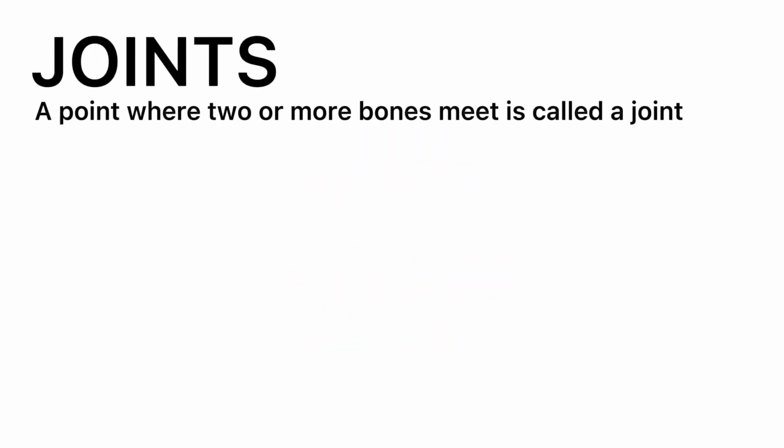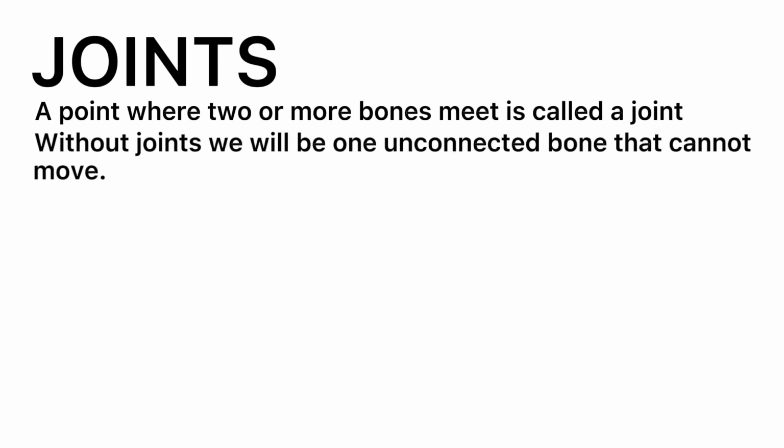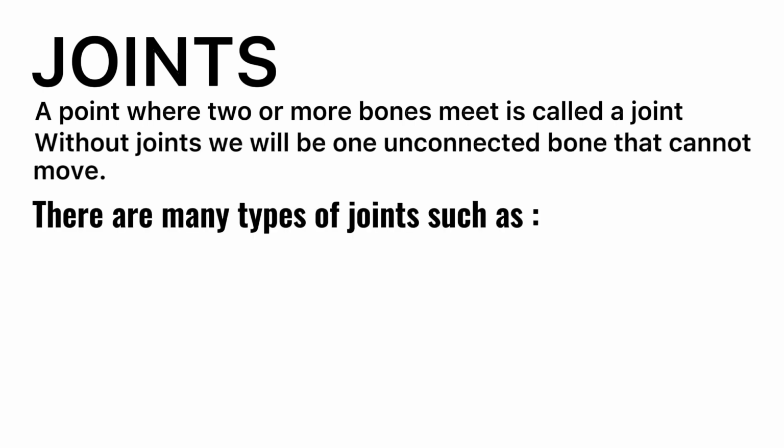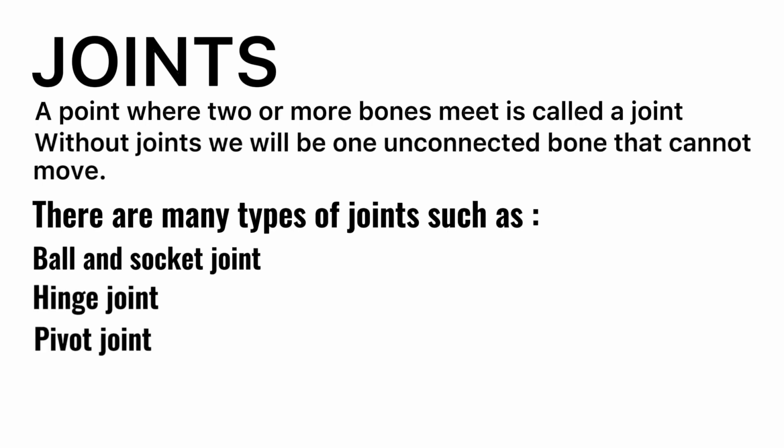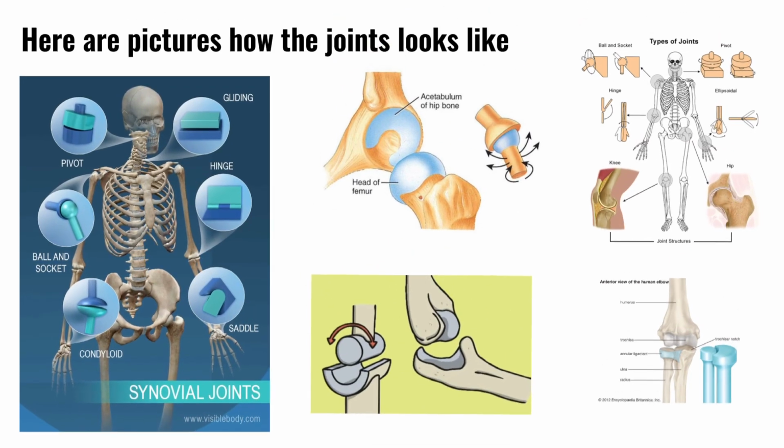A point where two or more bones meet is called a joint. Without joints we would be one unconnected bone that cannot move. There are many types of joints such as ball and socket joint, hinge joint, pivot joint, condyloid joint. Here is a picture of what joints look like.